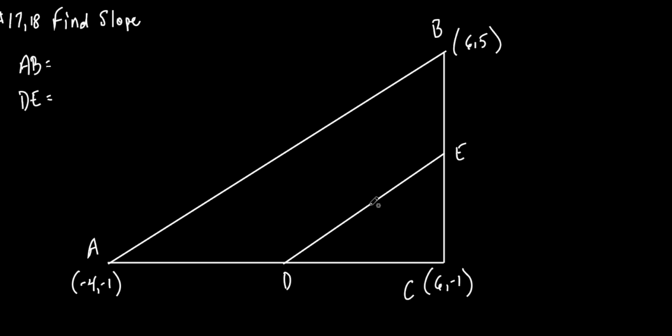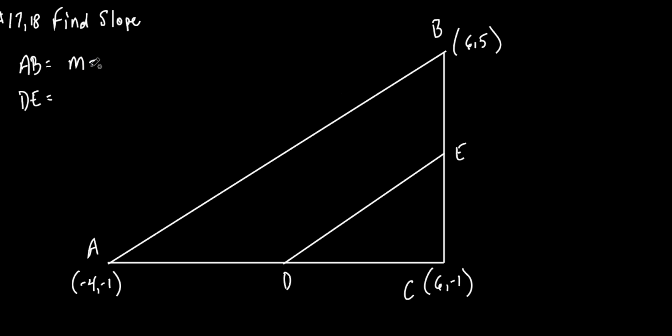Well, what's true? This is a midpoint, or this is a mid-segment, and that right there is the third side. What's true about the slopes of them? Remember, they're parallel to each other, so if they're parallel, they got the same what? They got the same slope. All right? So if I find the slope of AB, what's the slope of DE going to be? The same thing.